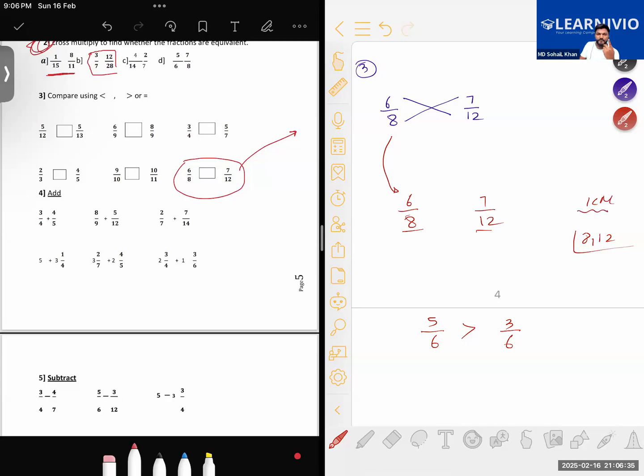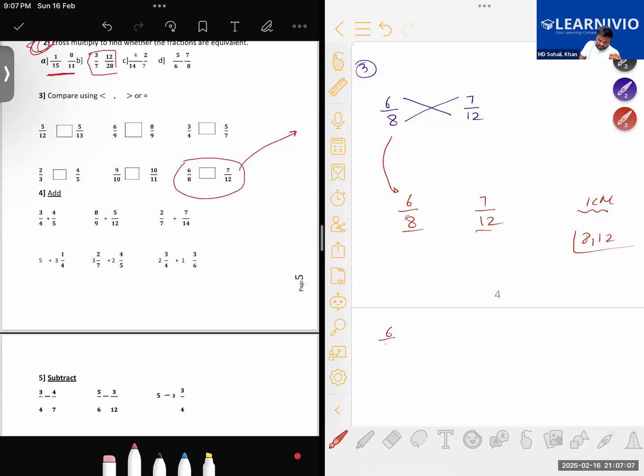It's the lowest common multiple. Like you read the table: 8 ones are 8, 8 twos are 16, 24, like this. Then read the table of 12 in your mind. 12 ones are 12, 12 twos are 24. So it's 24 exactly.